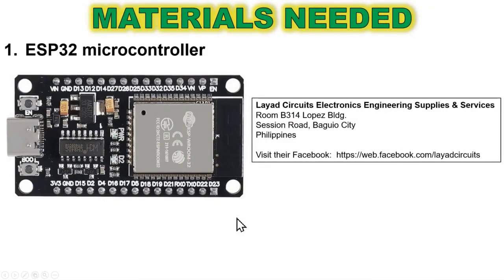The materials we need to build a simple home automation project are the following. First, we have to have an ESP32 microcontroller. You can purchase the materials at Layad Circuits Electronics Engineering and Supplies and Services, located at Room B314 Lopez Building, Session Road, Baguio City, Philippines. You can also visit their Facebook with this URL address.